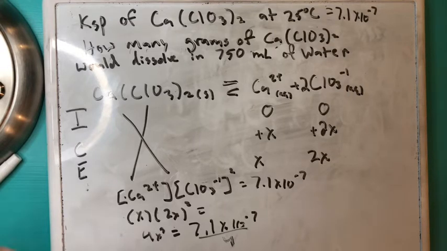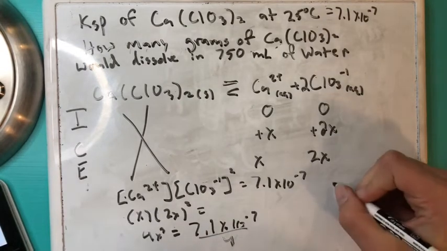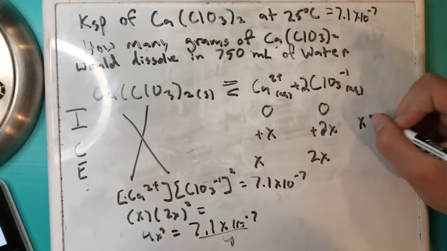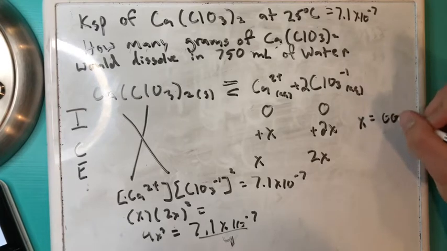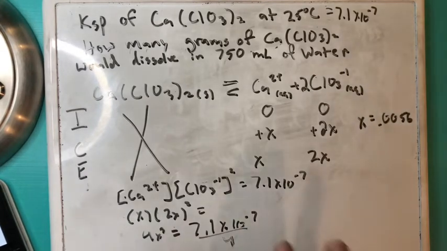And then from there, we just take the cubed root of that to get our X, which is our X equals 0.0056. Now I'm just going to erase this.